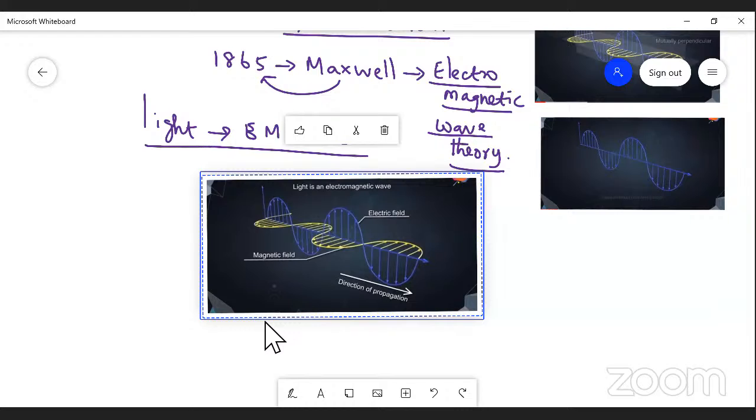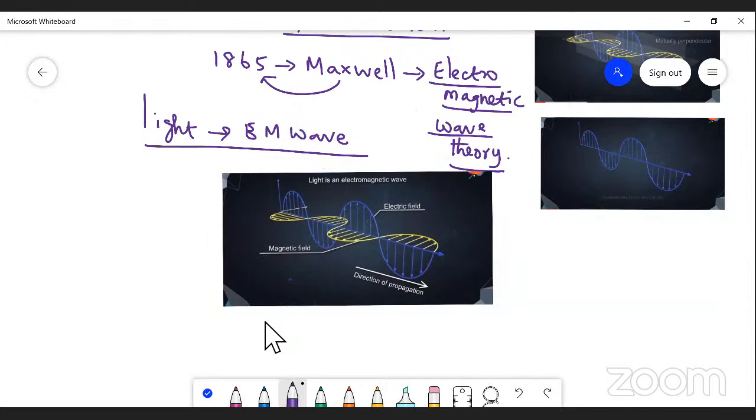This is vibrations of electric field and this is vibrations of magnetic field. So according to electromagnetic theory, light is an electromagnetic wave, consists of electric field vibrations and also magnetic field vibrations. Here, see the diagram. The electric field vibrations and the magnetic field vibrations are perpendicular to each other.